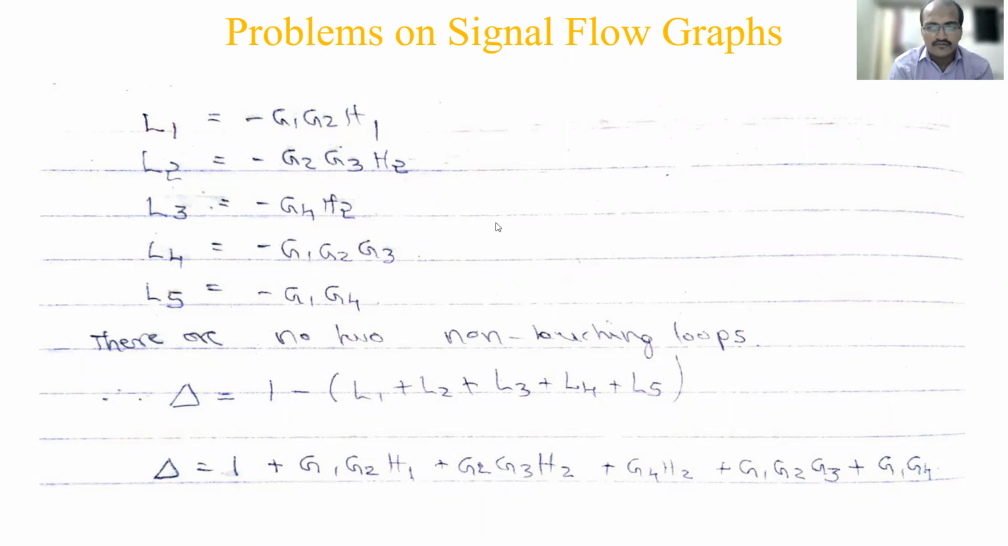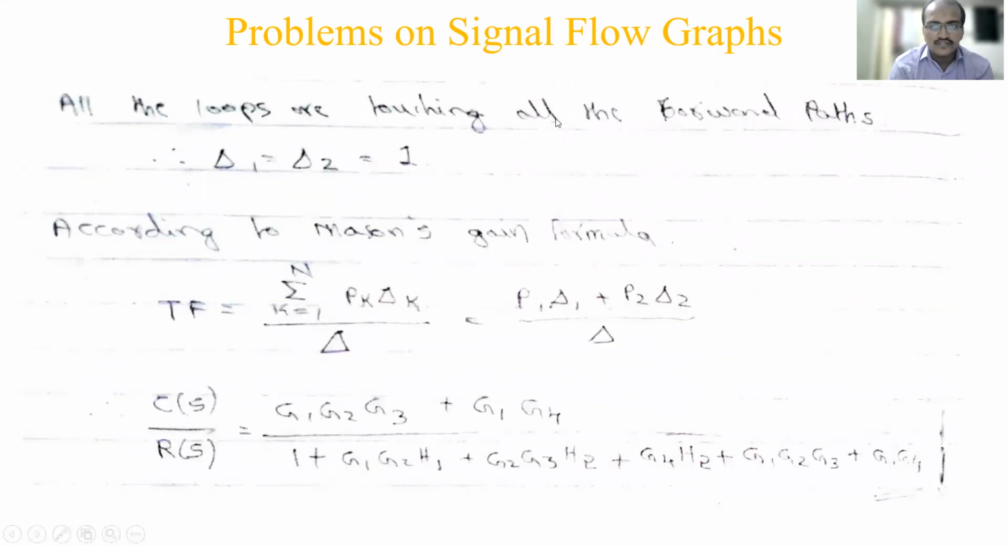So compared to system equations, a block diagram is very easy. Then all the loops are touching all the forward paths. That's why delta 1 and delta 2 values are equal to 1. Then according to Mason's gain formula, this is the formula: transfer function is the sum for k equal to 1 to n of Pk delta k by delta. And we have found that n is equal to 2 here, forward paths. That's why it is expanded as P1 delta 1 plus P2 delta 2 by delta. We know all the values, P1, P2, delta 1, delta 2, delta. Just substitute, you will get the answer.